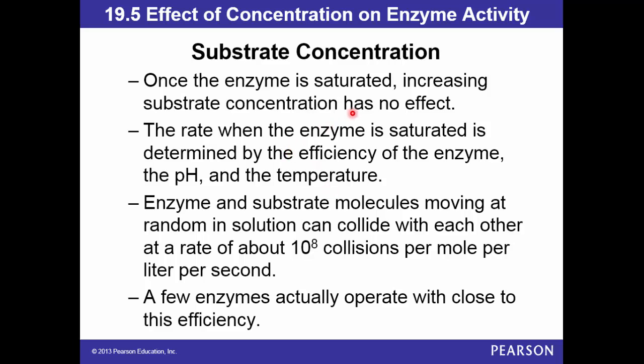So here we have maximum and constant reaction rate. Now, once the enzyme is saturated, increasing substrate concentration has no effect. The rate when the enzyme is saturated is determined by the efficiency of the enzyme, the pH, and the temperature. Enzyme and substrate molecules moving at random in solution can collide with each other at a rate of about 10 to the 8 collisions per mole per liter per second. A few enzymes actually operate with close to this efficiency.